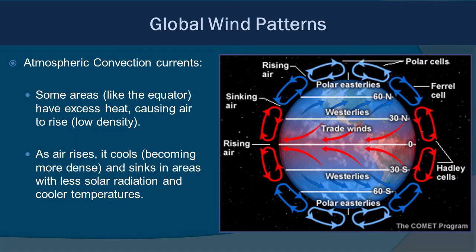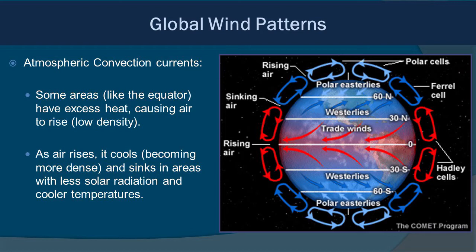Because that unequal heating sets up the traditional global wind patterns that you may have heard of before, like the trade winds, the westerlies, things like that. Essentially, it forms atmospheric convection currents. Some areas, like the equatorial regions, have excess heat, causing air to rise because it's low density, right? And as it rises, it cools, becoming more dense, and then sinks, generally in areas with less solar radiation. For example, there's sinking at about 30 degrees north and 30 degrees south. And so that is an area of sinking air.